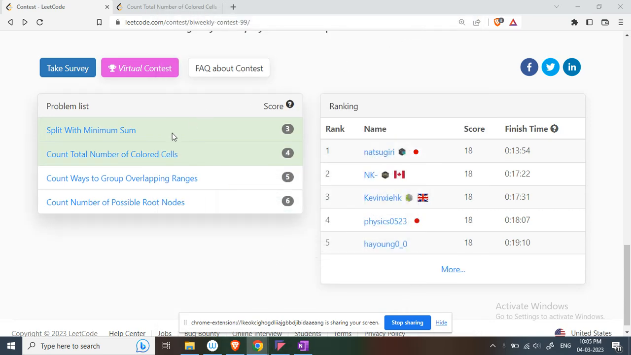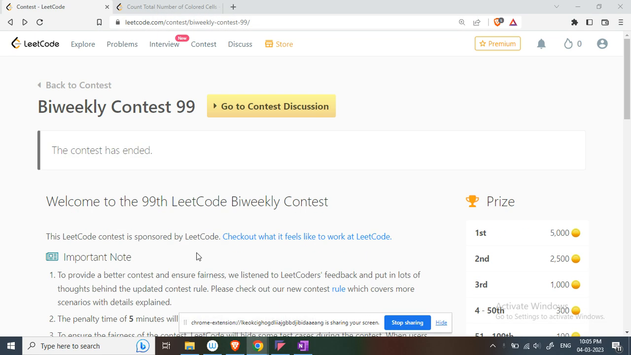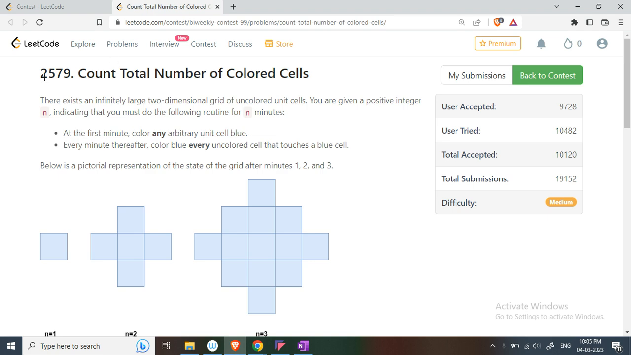Hello guys. So today I will be discussing the second problem of biweekly contest 99 held in LeetCode. So we have to count the total number of colored cells. Let's read the problem.